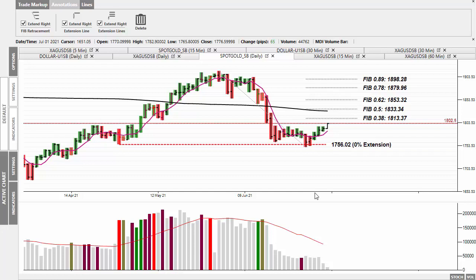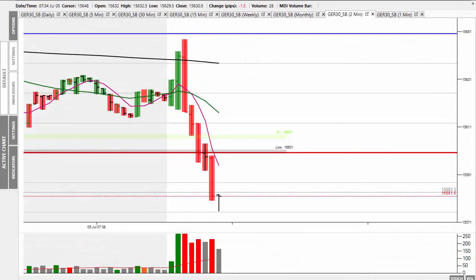Okay, so that's more or less a review and what to expect for today. Let's have a look at yesterday and see what happened. Very quiet, as to be expected. After the initial move to the downside, you can see that they moved prices down.